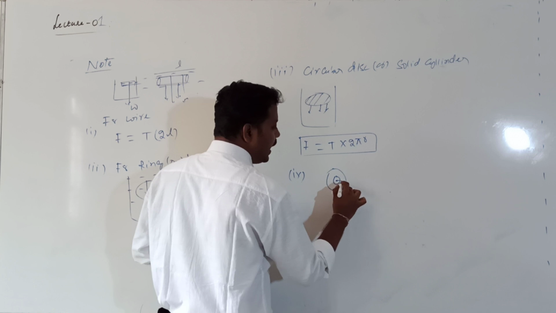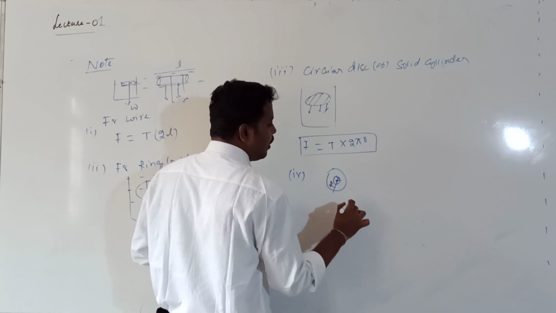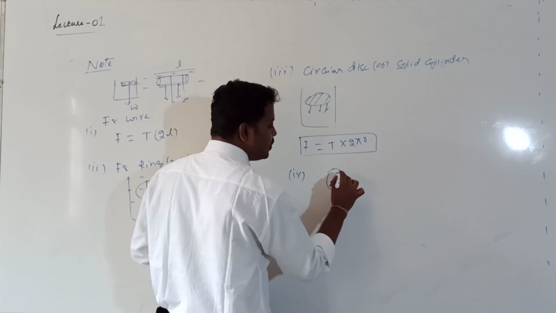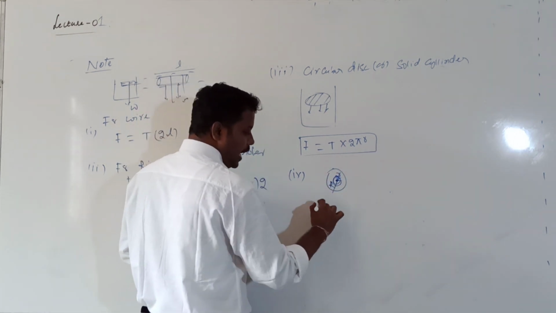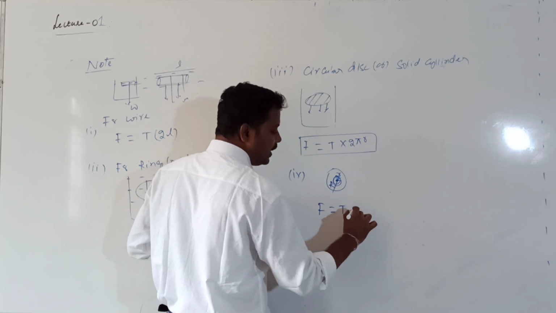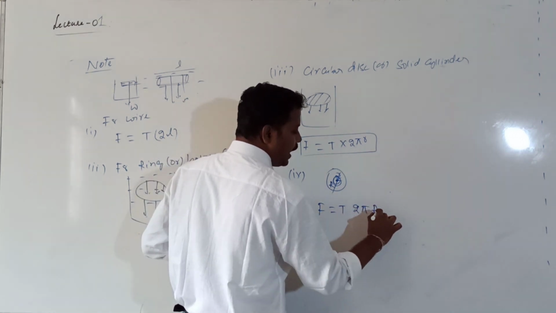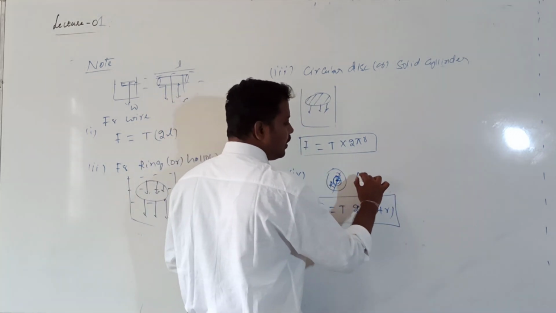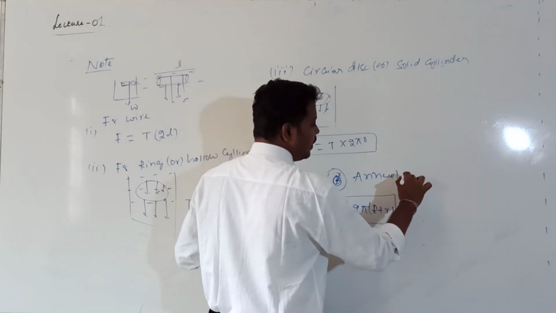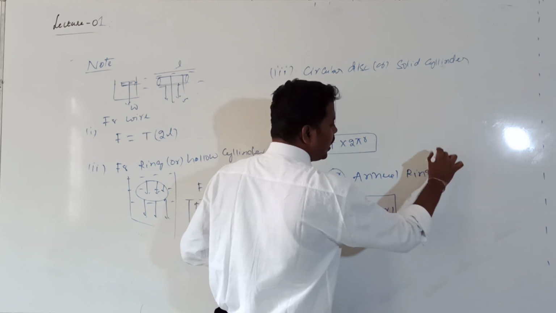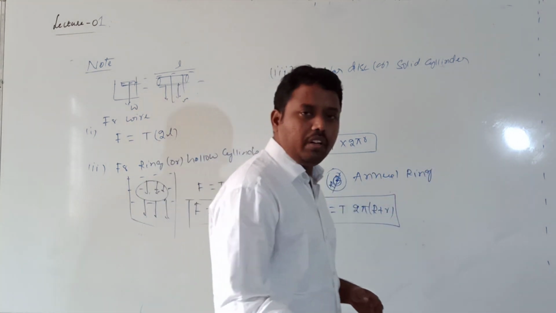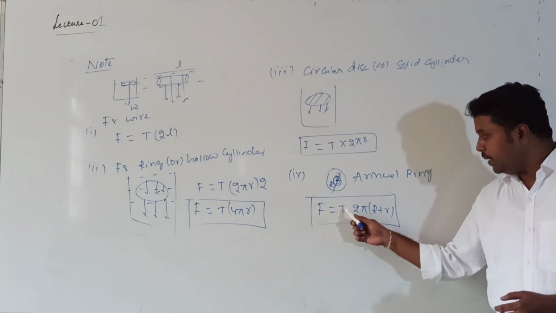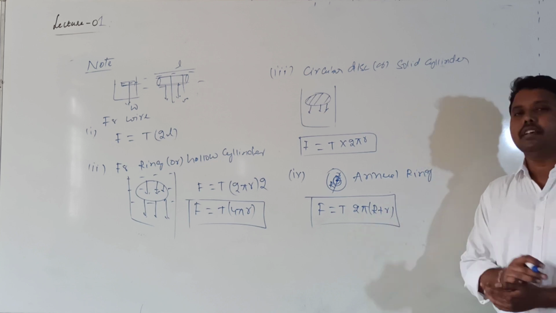Okay, so when I consider the fourth case, if I consider one annular ring, with inner radius small r and outer radius capital R. If I want to lift it, the force value is given by F is equal to T into 2 pi into (R plus r). For this annular ring of inner radius r and outer radius R, to lift from the surface of a liquid of surface tension T, F is given by T into 2 pi into (R plus r).